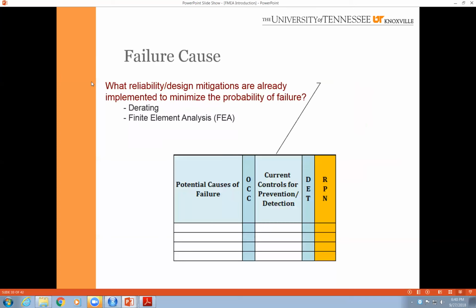All right, current control. What am I doing about it right now? What have I done so far to mitigate that failure? Okay? FEA is basically just modeling. Derating, anyone familiar with derating? Okay, so derating basically, let's say my application is 100 degrees C. I'm selecting a motor whose spec is 100 degrees C. So you're not really having much derating. Can you use it at 120? Probably not. The best thing is you select something that has much more margin to use at that temperature.